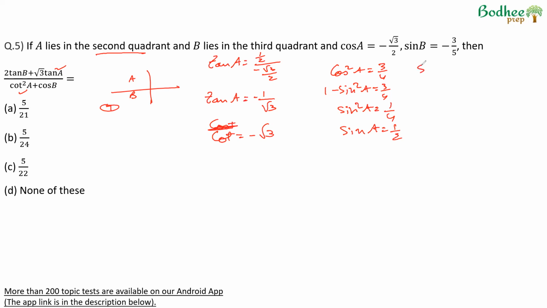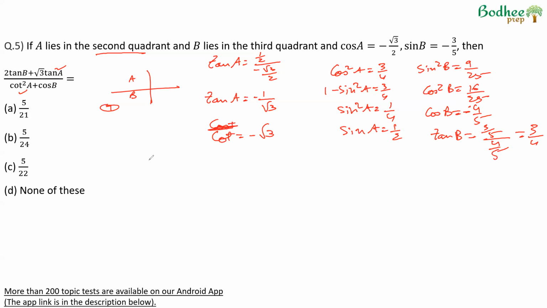Sine B is 3 by 5. Sine square B is 9 by 25. Therefore, cos square B, because sine square B plus cos square B is 1, should be 16 by 25. Which means cos B will be minus 4 by 5, third quadrant, so negative. And therefore, tan B will be positive, negative, negative cancel, 3 by 5 upon 4 by 5, which is nothing but 3 by 4.